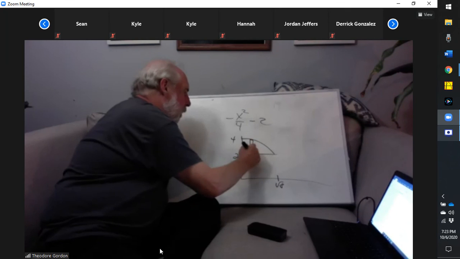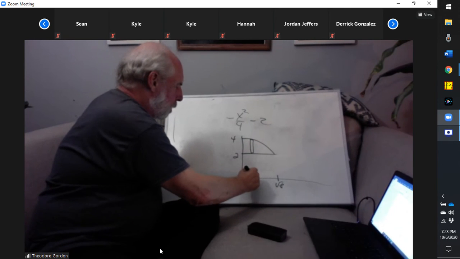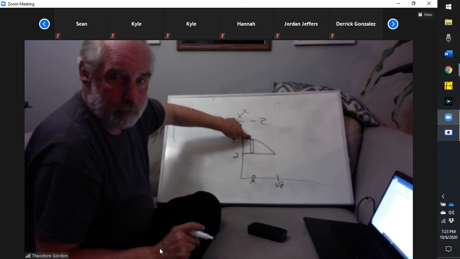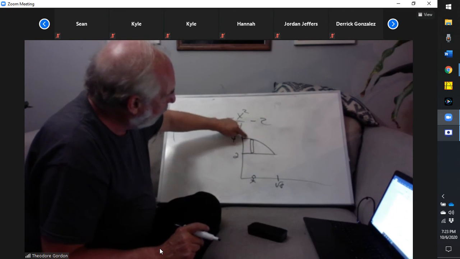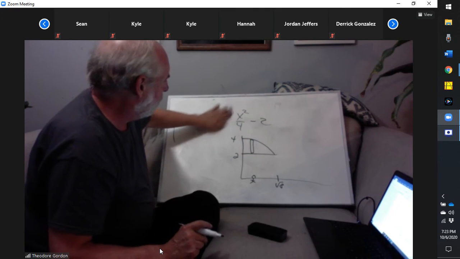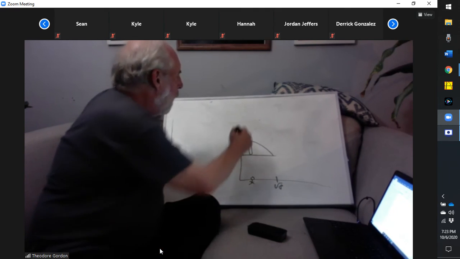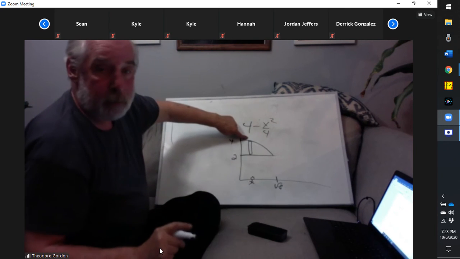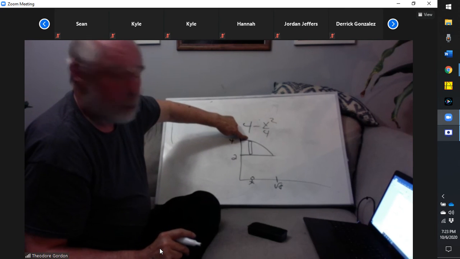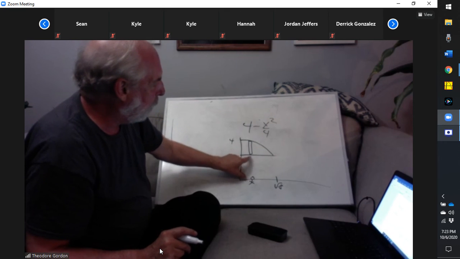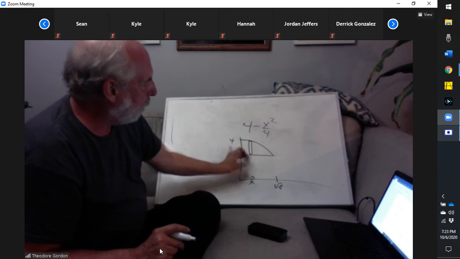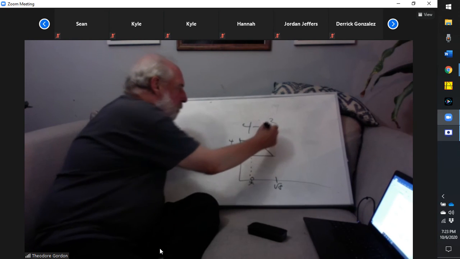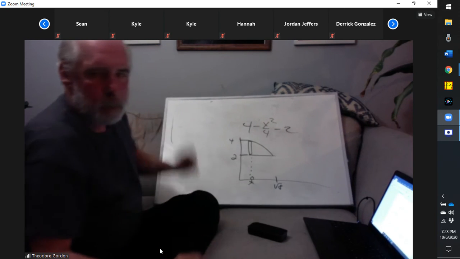The rectangle here, big R, the big radius goes from here up to here. So the top of the rectangle is touching the function, right? But we need to account for this empty space. So I have to pull that away. And this is empty space, so we have to subtract it.